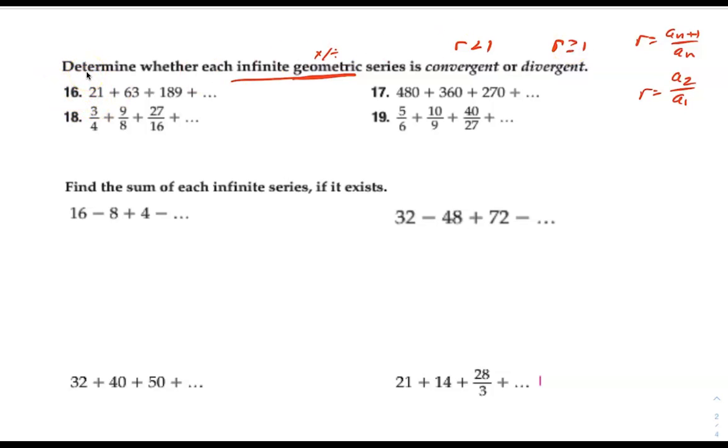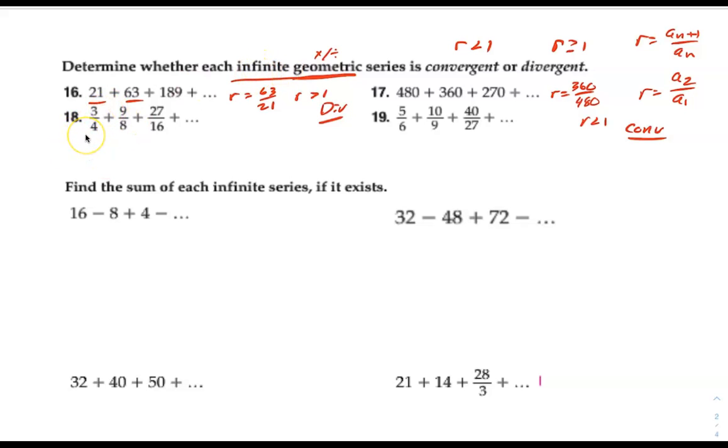So let's do these. 16. So here's a1, here's a2. My R would be 63 over 21. That's bigger than 1. R is greater than 1, so this is a divergent series. The next one's a little tougher. It's fractions. Let me do this one first. So my R here is going to be 360 over 480. That is less than 1, right? 360 is less than 480. So this is convergent. I could find the sum of this guy. We'll do that down here. I could find the infinite sum of that guy. Keyword is infinite. That means it's going on forever. It's not the first 10, it's not the first 20, it's forever, all of them.